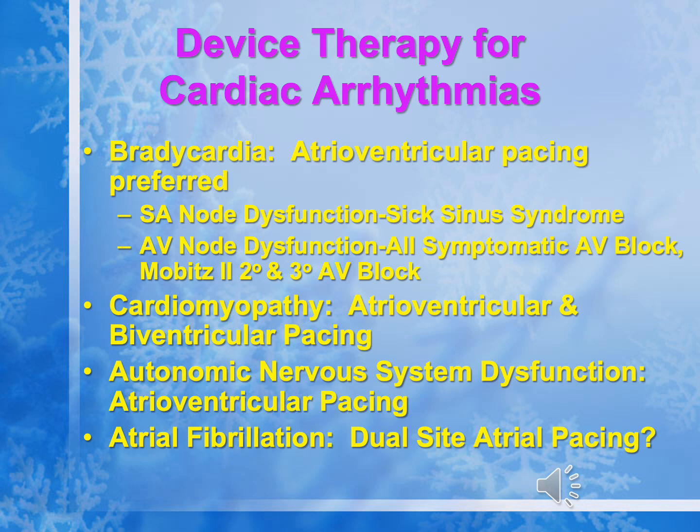If patients have cardiomyopathy, they not only require atrioventricular synchronous pacing, but they may also require biventricular pacing, which we will see on a later slide. If there's autonomic nervous system dysfunction, an atrioventricular synchronous pacing unit is needed. And atrial fibrillation is possibly an indication for dual site atrial pacing.